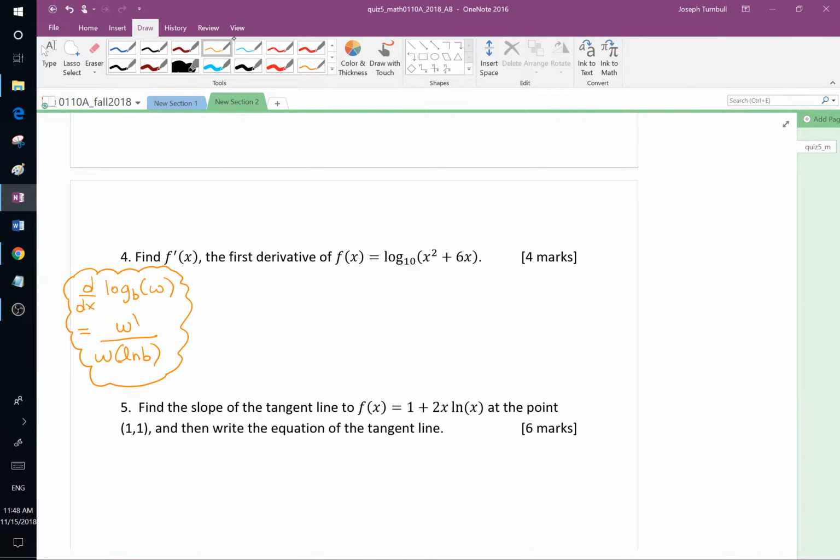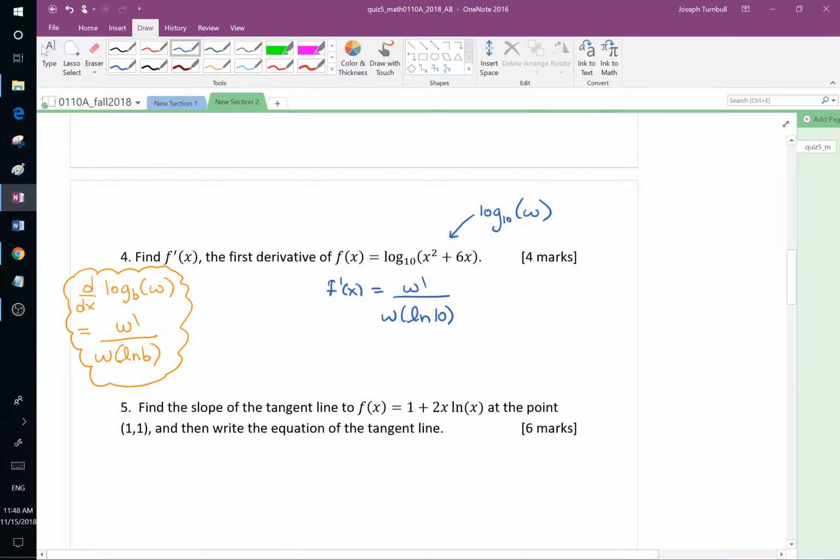Here we go. So recognizing that it is of that form, now this is log base 10 for function w. Our derivative will be w prime over w times the log of 10, since 10 is our base. So downstairs we have the w function, x squared plus 6x times the log of 10. Upstairs we have the derivative of x squared plus 6 times x, which is 2x plus 6. That's your answer.